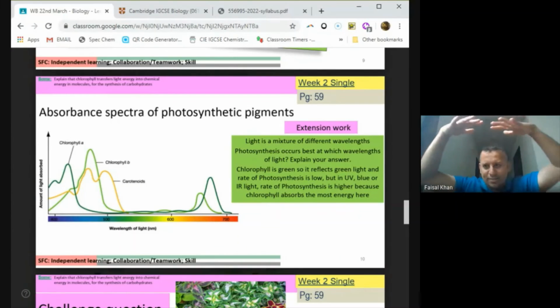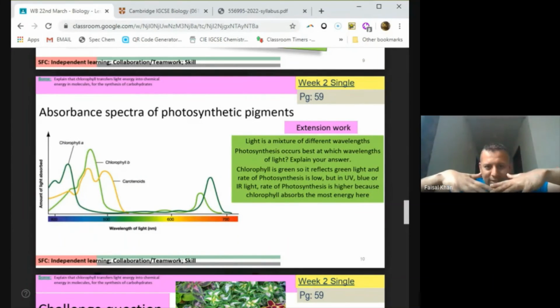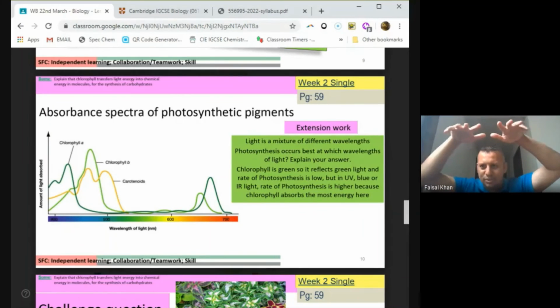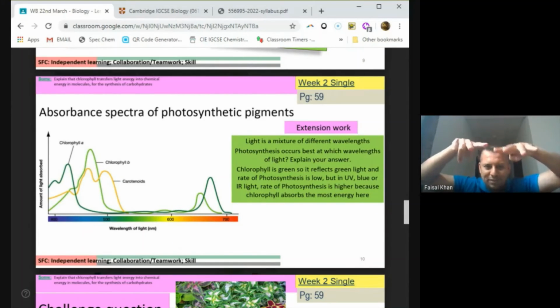So any light that falls on a leaf is going to have absorbance. If you think about it, you can look at the picture where I'm describing what's going on. You've got red light, orange, green, blue, indigo, violet. All of those light wavelengths fall onto a leaf. If the leaf is not absorbing it, that wavelength of light will be reflected.